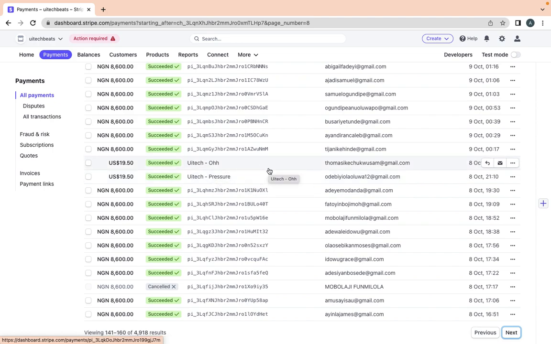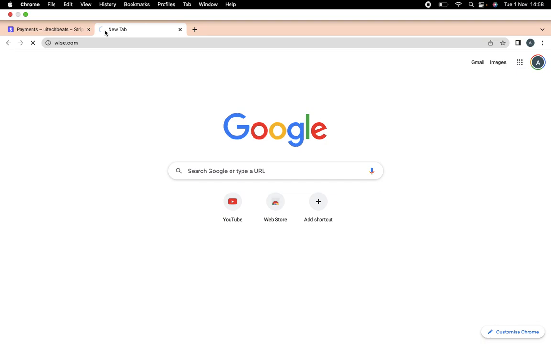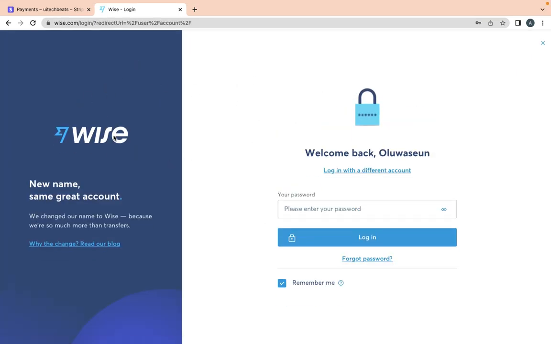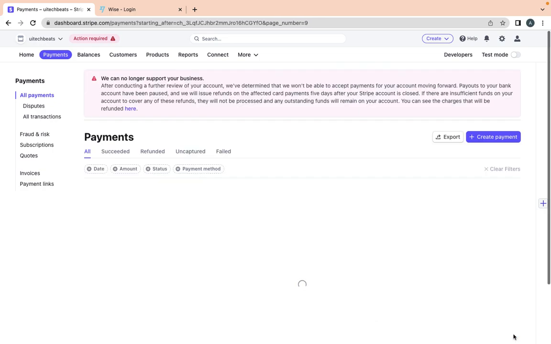Anytime I had a card, maybe from a relative or from anyone, I would charge the card, or I'd buy the music on my account. Then the money gets paid into my Stripe account. It appears here. Then after 3 business days, Stripe pays out automatically into my Wise account. For me to be able to receive my funds from Stripe, I opened a TransferWise account and linked it to my Stripe account. This was how I received money.